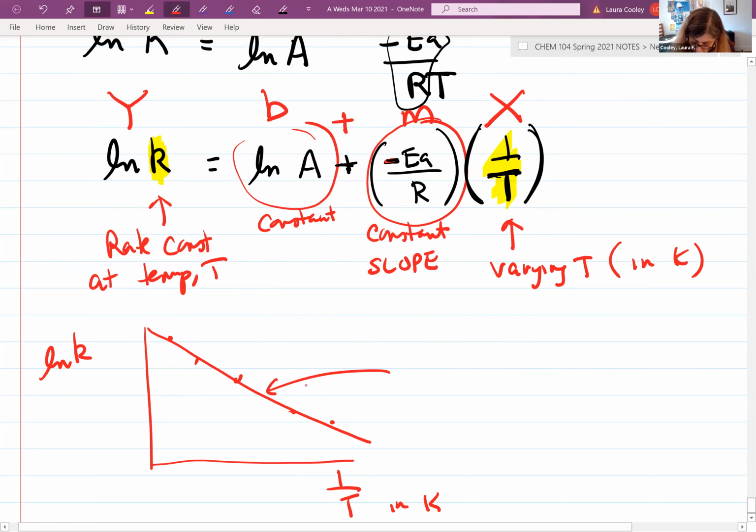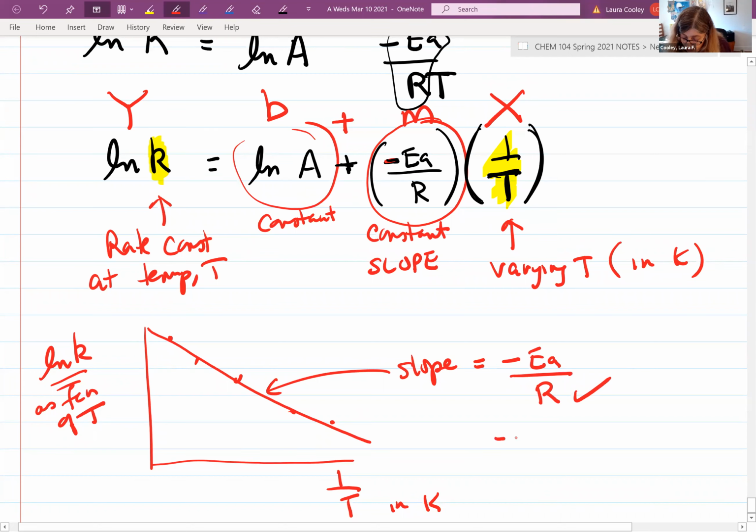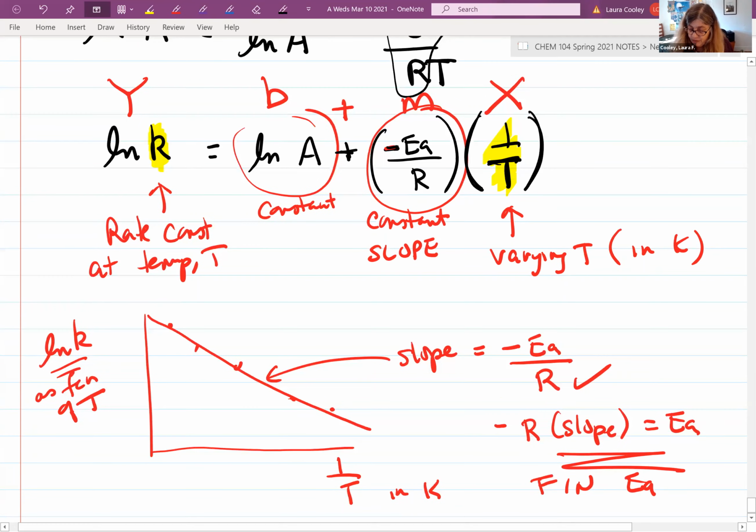And you'll have your various points, however good they are, I don't know. But the slope of this line, the log of K as a function of temperature, is the negative of the activation energy over R. And R is known. So minus R times the slope of that graph is the activation energy. And so we will find the activation energy for the reaction.